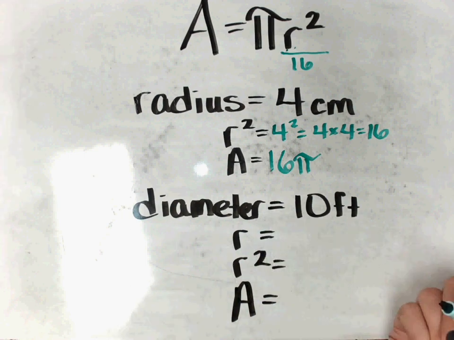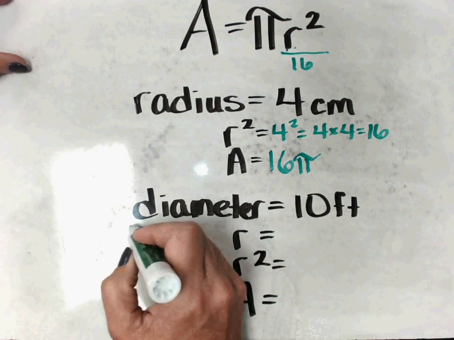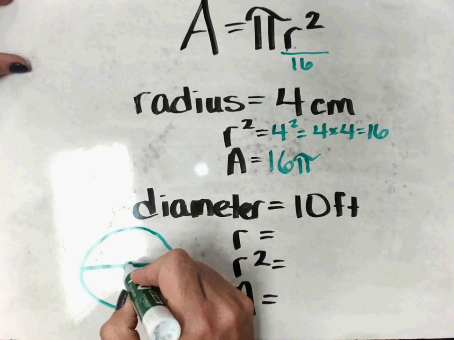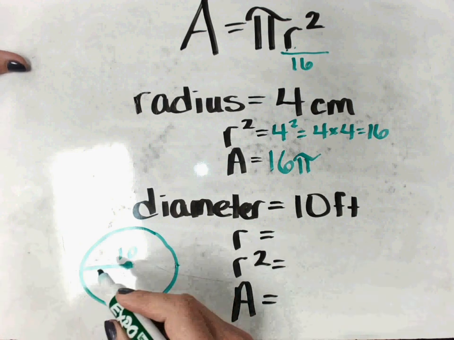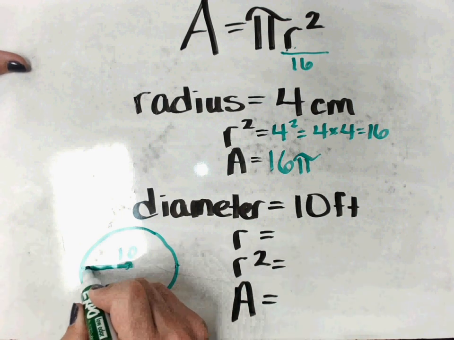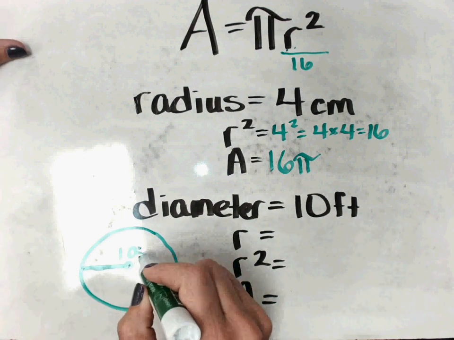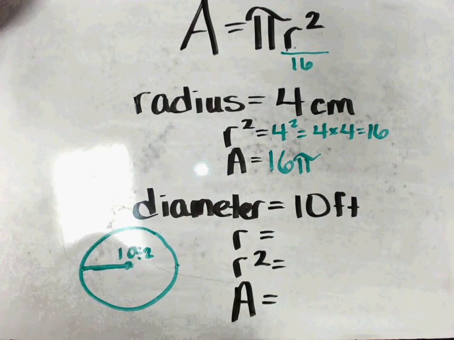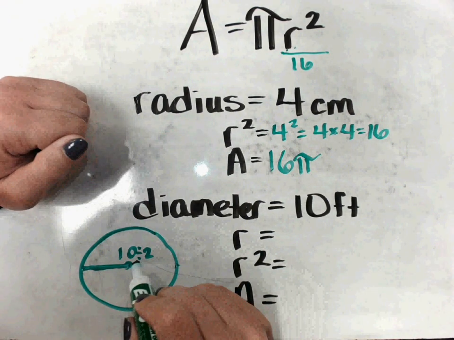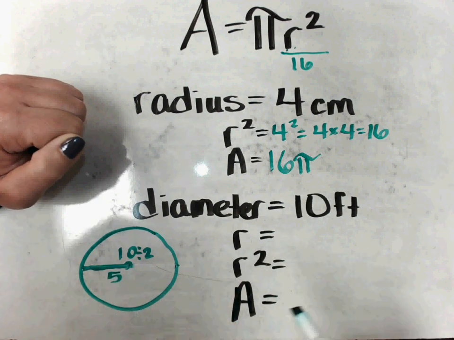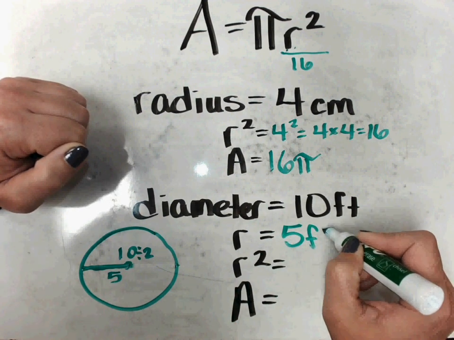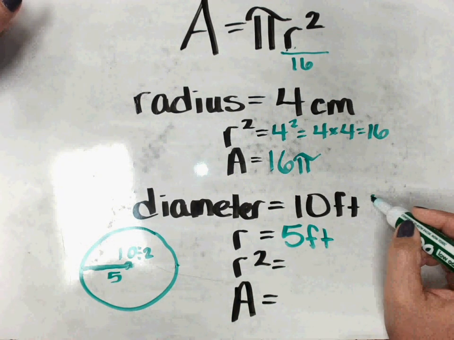Oh, they give us the diameter. Well, remember, diameter of a circle is all the way across the circle, from one side to the other through the center. So if our whole diameter is 10, we want the radius, which is half of that, right? It's only from there to there. So if our entire way across is 10, well, our radius would be half of that, right? It would only be halfway across, so our radius would be 10 divided by 2, which is 5. So our radius would be 5 feet if our diameter is 10 feet. We just divided that by 2.